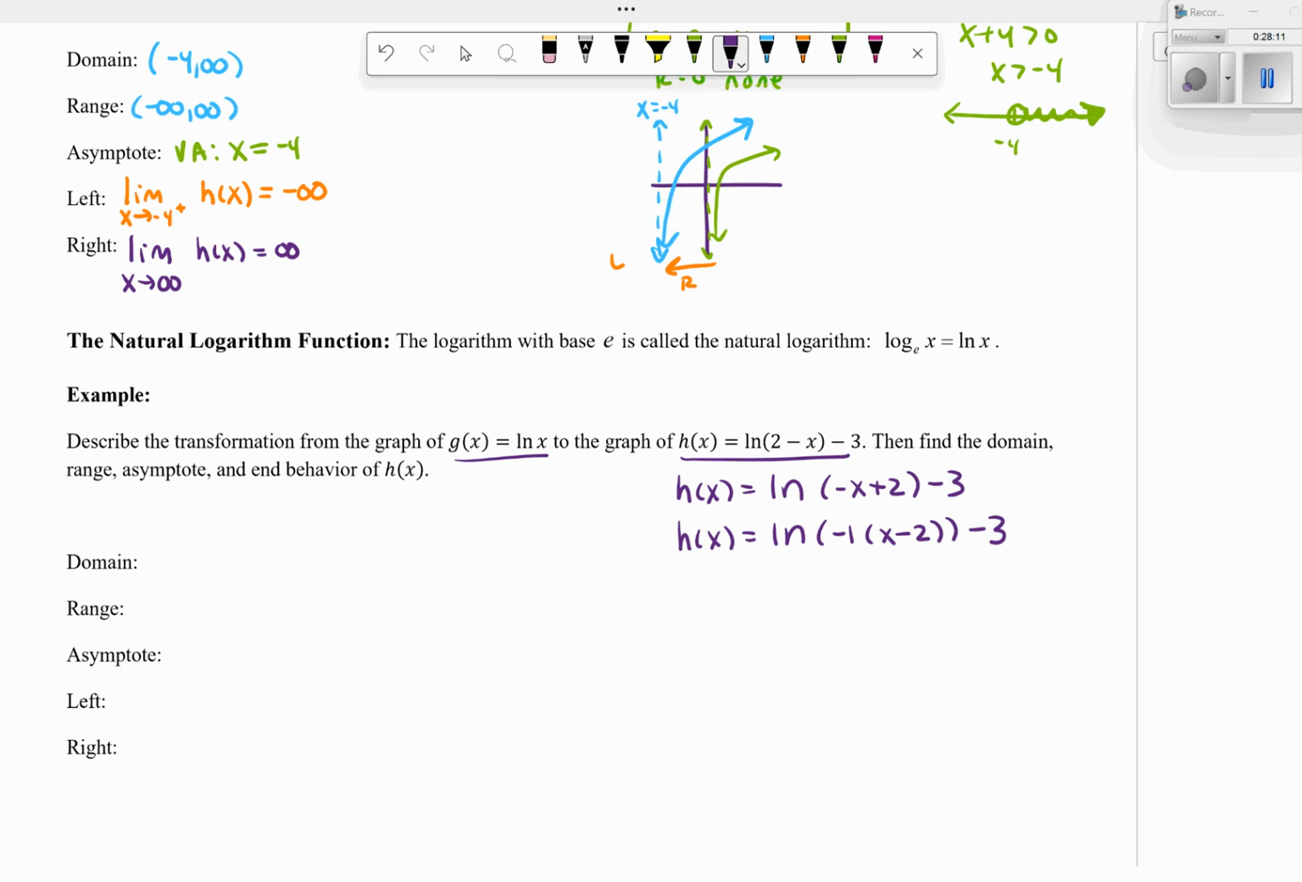So in this case, we have a b value. Our b value is -1, which reflects across the y-axis. And then our h value is equal to 2, which moves our graph to the right 2. A is equal to 1, which does nothing. There is no a value to do anything. We're not stretching or compressing vertically or reflecting across the x-axis. And then our k value equals -3, which is down 3.